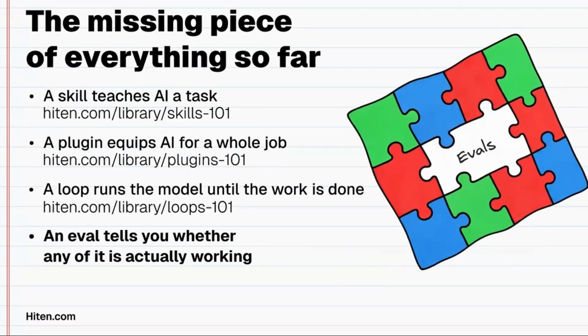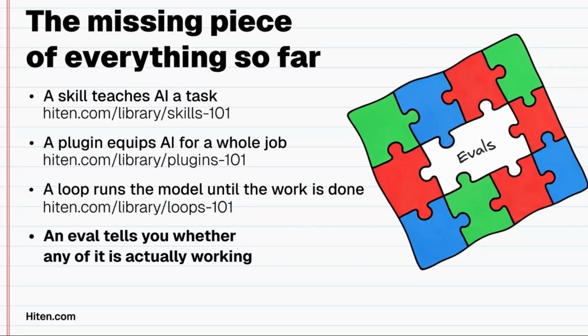So that's the key. So on this one, what I wanted to describe, and this is for anyone who's been here before or not, is basically the way I try to describe these things. So a skill really teaches an AI a task. So skills are about single threaded tasks. A plugin is what you can use with tasks and MCPs, and it does an entire job. And then a loop lets you run the model until the work is done.